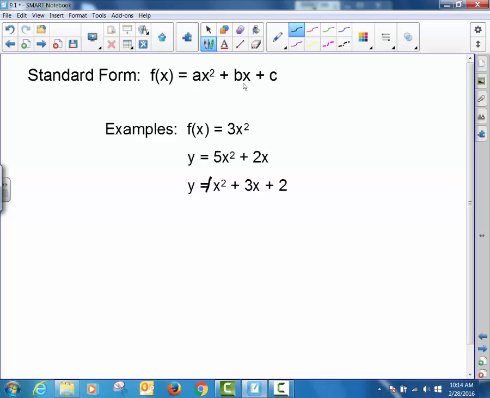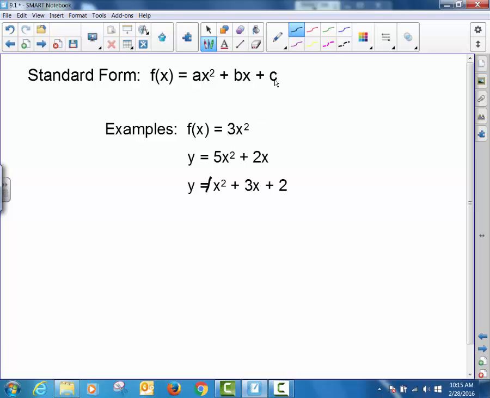Then bx. So the number in front of the x is the one that is the b. So in this case, b is 3. In this case, b is 2. And in this case, there is no b, so that means that b is a 0, okay? Because when it's involving, not multiplication, addition and subtraction, if there's nothing there, there's a 0 there.